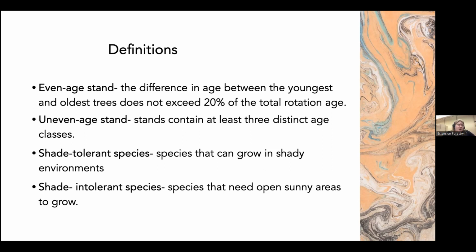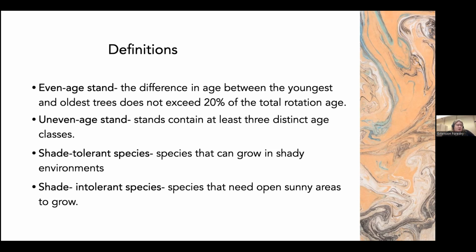An uneven age stand means that there are at least 3 distinct age classes. So there are at least 3 different groups of trees in different ages. An uneven age stand is going to have more older trees and potentially younger trees, whereas an even age stand is going to have trees about the same age, about the same size, looking very similar. Obviously, it depends on your woodland, but those are the general definitions.